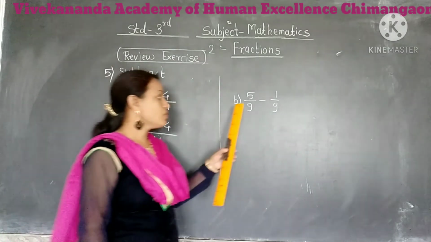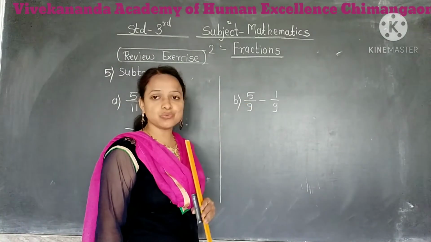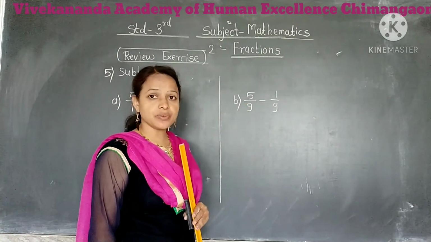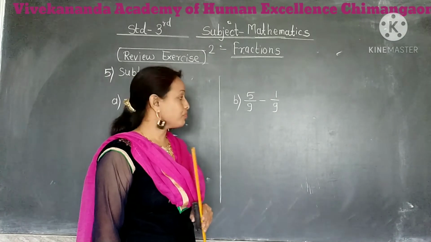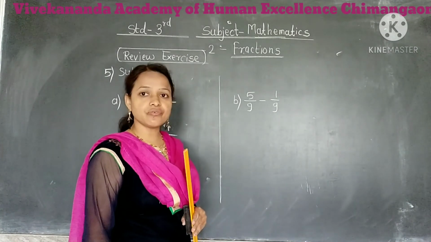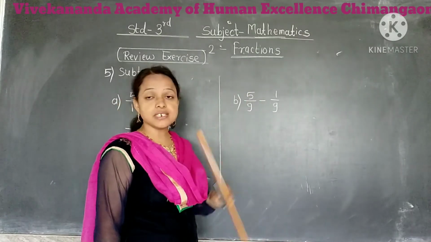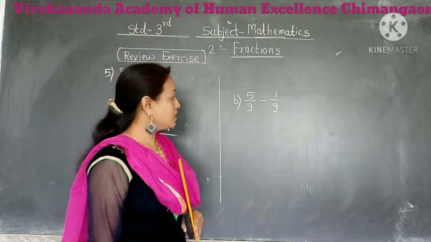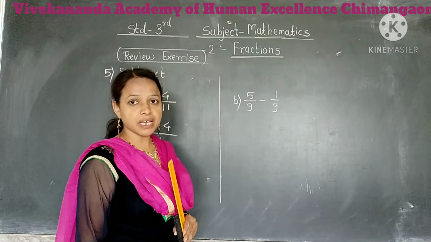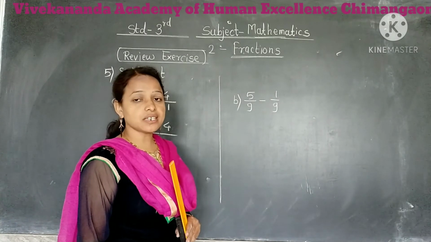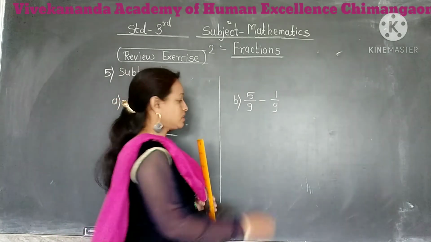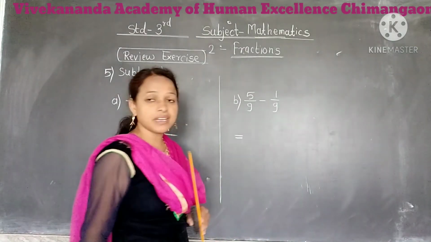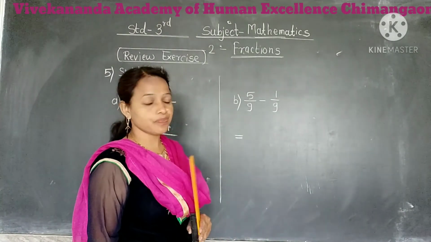Next example, 5 upon 9 minus 1 upon 9. Here also we have to use the same method. We have to find the difference of its numerators. Here 5 upon 9 minus 1 upon 9. These are fractions having the same denominator. So we will subtract its numerators.